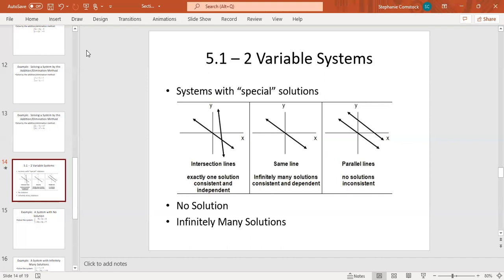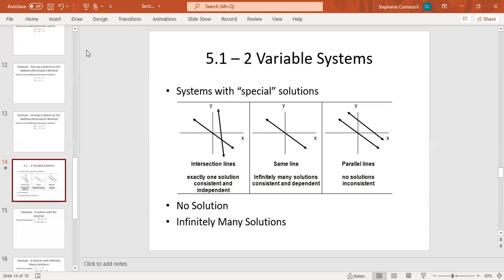Now, another scenario that could come up is that the two lines, or the two equations, could in fact represent, from a graphing standpoint, the same line. If that's the case, then any ordered pair that works on one line would automatically work on the second line. So there is an infinite number of solutions. Since I do still get solutions, that is consistent, okay? We just have lots of them. Now, because I can't see the two separated lines, these are what are called dependent, okay?